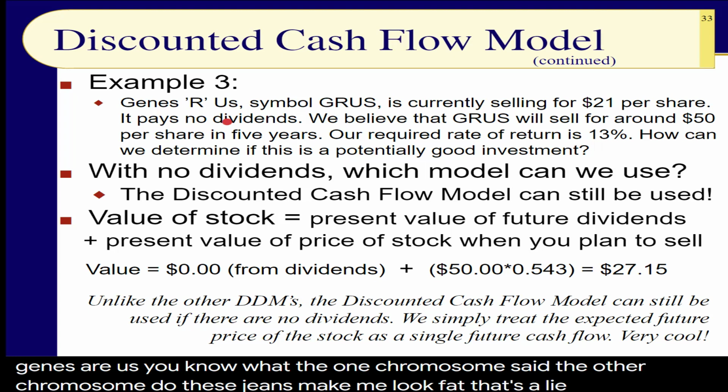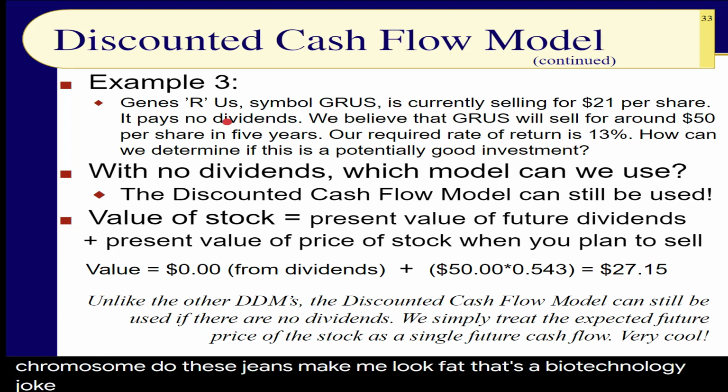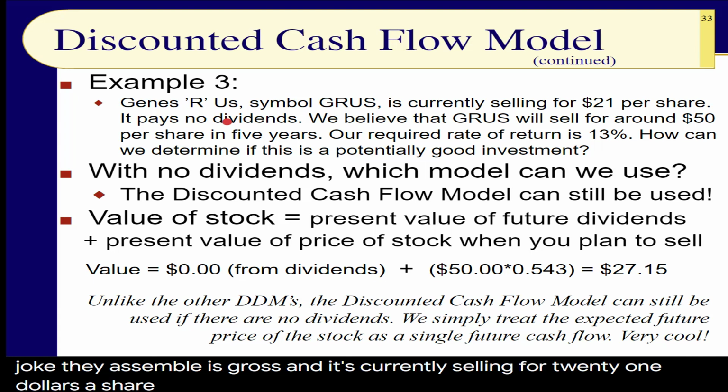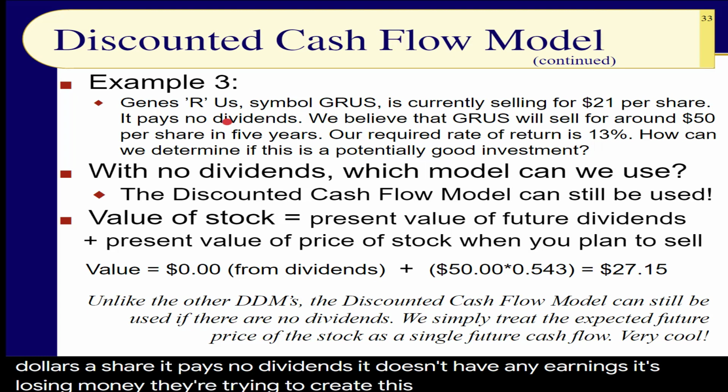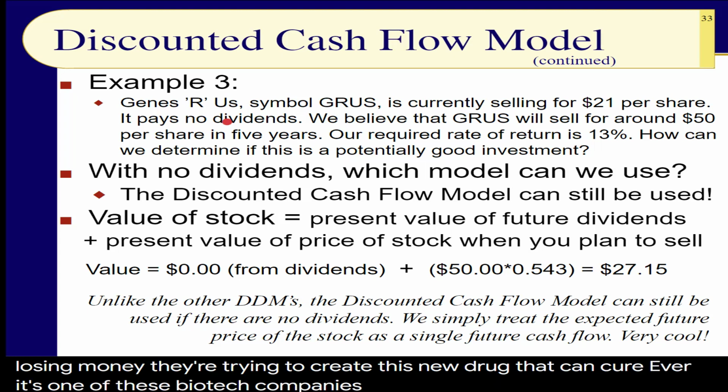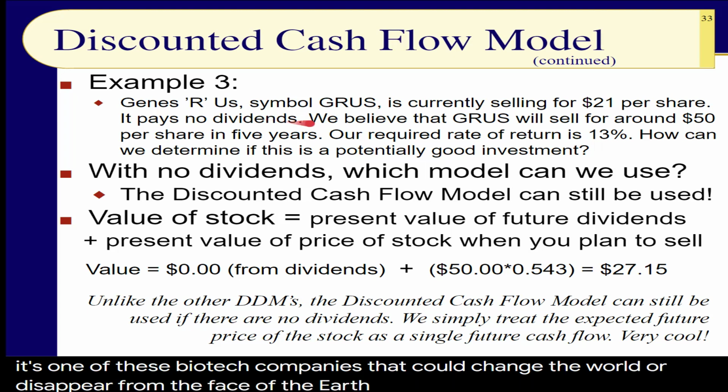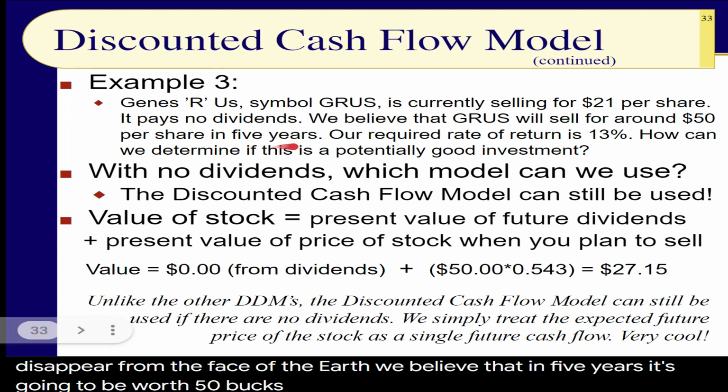That's a biotechnology joke. The symbol is GRUS, and it's currently selling for $21 a share. It pays no dividends. It doesn't have any earnings. It's losing money. They're trying to create this new drug that can cure baldness or make us thin or whatever. It's one of these biotech companies that could change the world or disappear from the face of the earth. We believe that in 5 years, it's going to be worth $50. And we want a required rate of return of 13%.